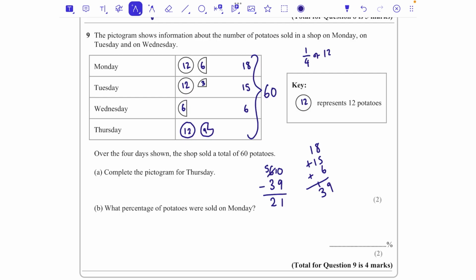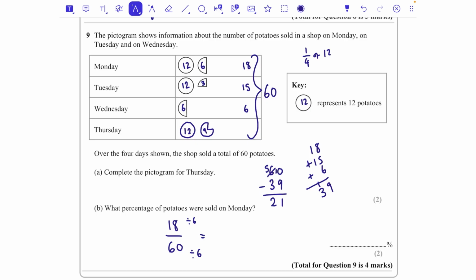For part B, what percentage of potatoes were sold on Monday? Well, on Monday we had 18 potatoes sold out of 60 potatoes altogether. Now we want that as a percentage. Percentage is out of 100, and we've currently got this fraction out of 60, so that's no good. Let's try and simplify this fraction. I know I can simplify it because both of these values are in the 6 times table.